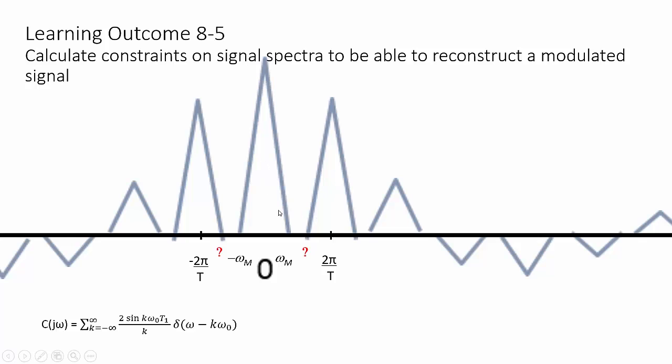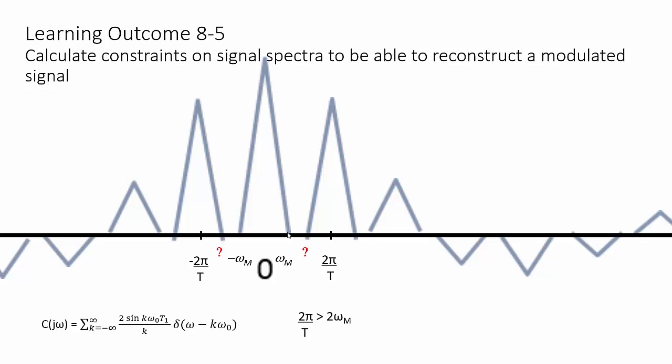So if we don't want these triangles to overlap, we need to make sure that this point stays greater than this point. What will this frequency be? Now that we know this frequency, what will this frequency be? It's a distance of omega m from the center of the triangle, so 2 pi over T subtract omega m. So what condition do we need so these two triangles do not overlap? We need this frequency to be strictly greater than this frequency here.